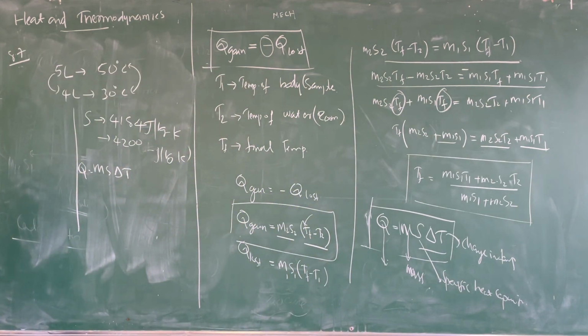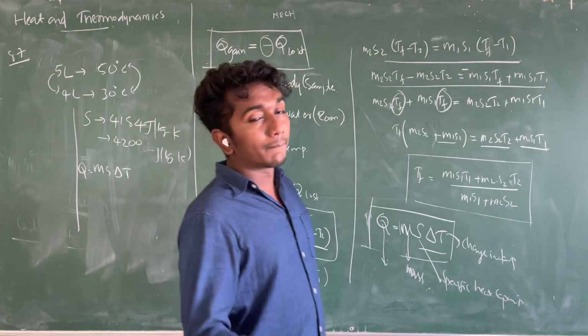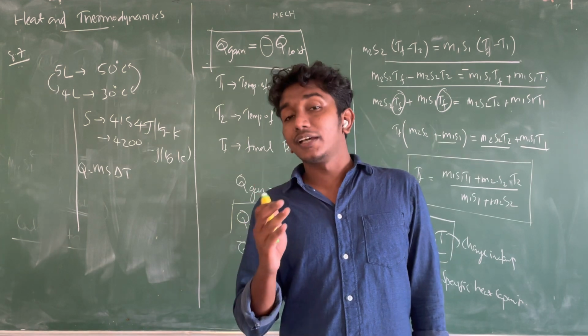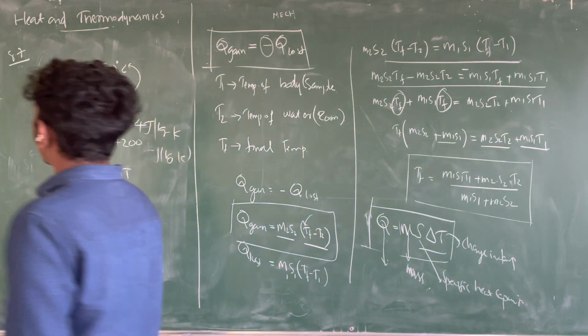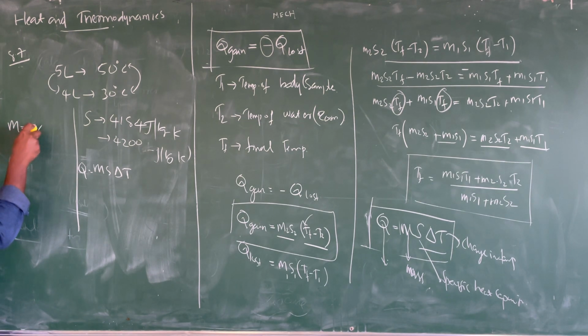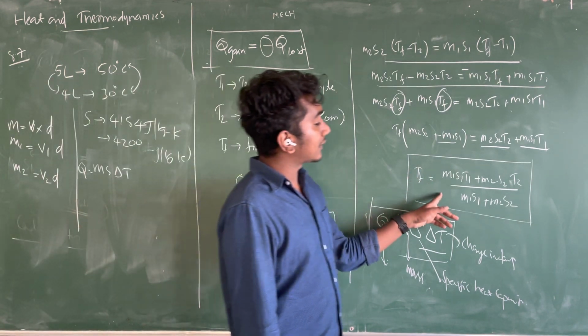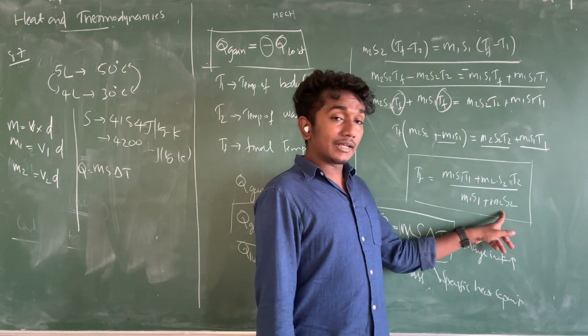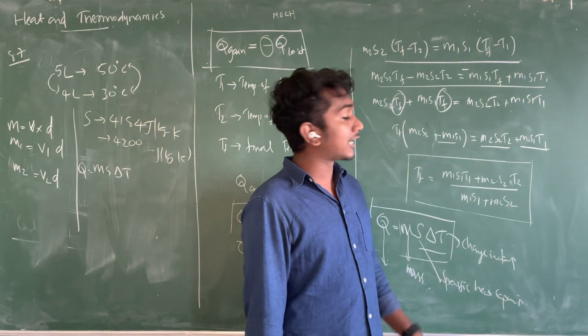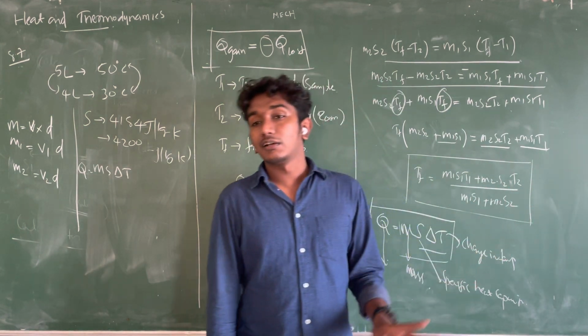Another thing: mass is not given directly, but they have given the volume, and they have also said it is water. So what is the mass of water? Mass is equal to volume into density. The density of water is constant. So m1, the mass of the first one, is equal to V1 into D, and m2 is equal to V2 into D. So you can substitute that here, and D will also cancel out. T1, T2, substitute the values, you will get it.